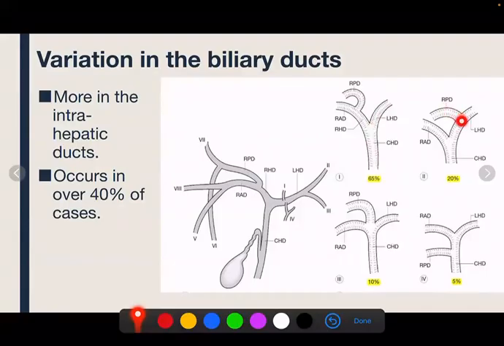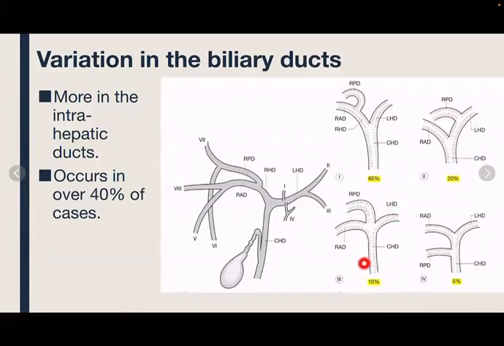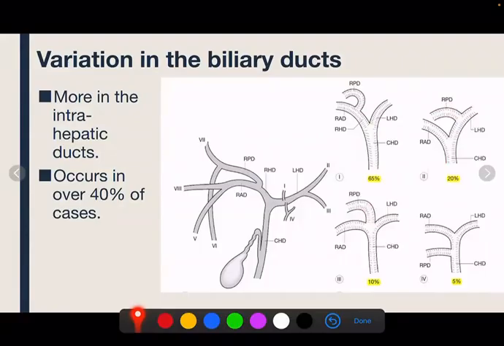Sometimes the right posterior duct will join the left hepatic duct, and this is the most common variant, 20% of cases. Sometimes the right anterior duct, right posterior duct, and the left hepatic duct will join together to form the common hepatic duct in 10% of cases, while in some cases, the right posterior duct may join directly the common hepatic duct in 5% of cases.